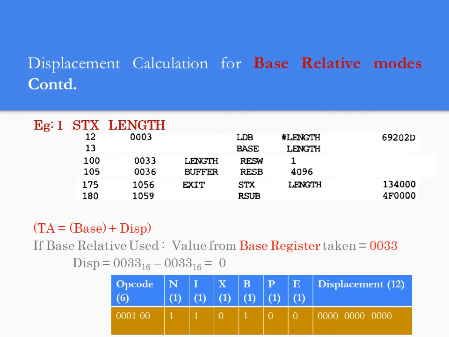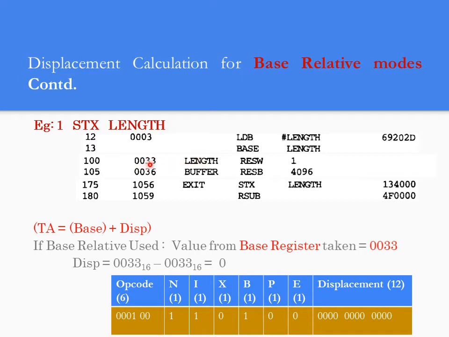So as base relative mode is used, now the formula is target address is equal to the contents of base register plus displacement value. So the target address for this instruction STX length points to the address 0033. So the target address is 0033 and the contents of base register can be loaded with an assembler directive called base, followed by an operand value. So here whatever value you give here, length contains the address 0033.